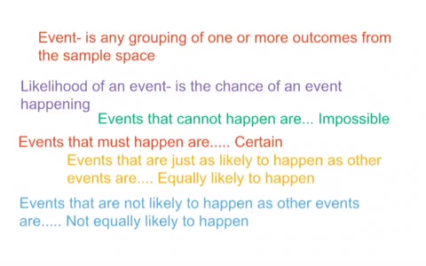Events that cannot happen are known as impossible. Events that must happen are certain, like I am certain that tomorrow will be Tuesday, or I am certain that my name is Allie. Events that are just as likely to happen as other events are called equally likely to happen. Events that are not equally likely to happen are simply called not equally likely to happen. Pretty simple.